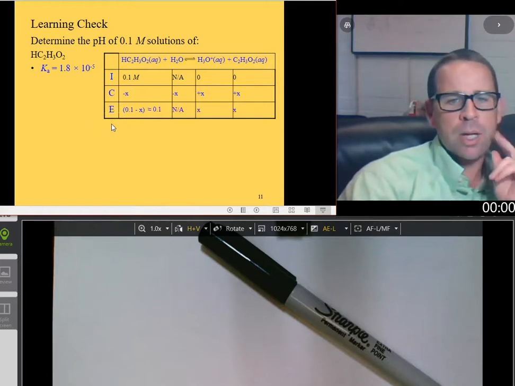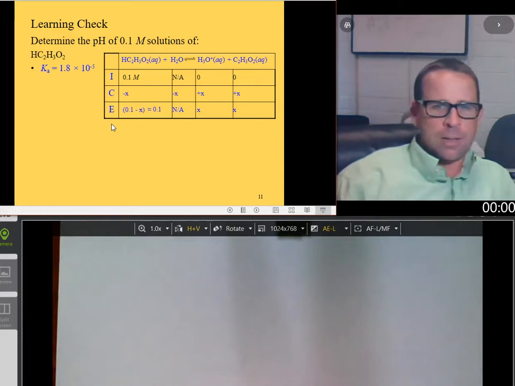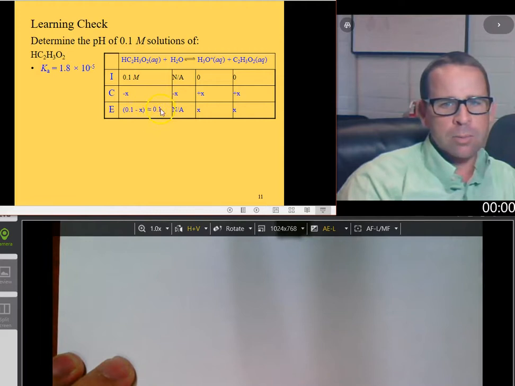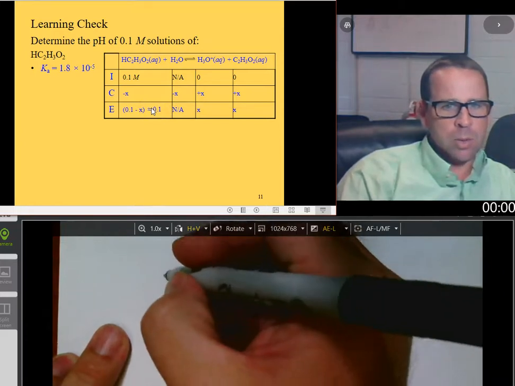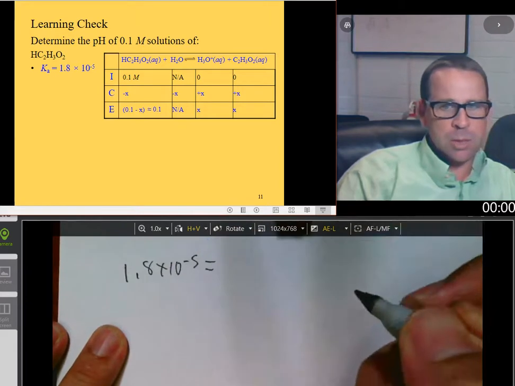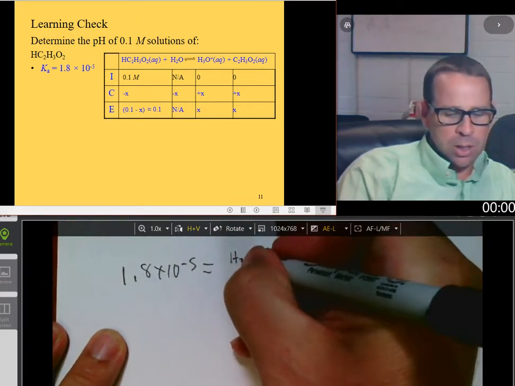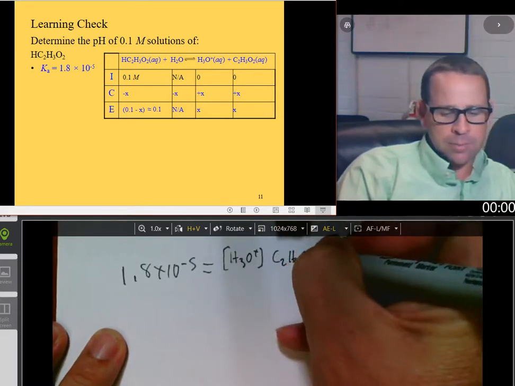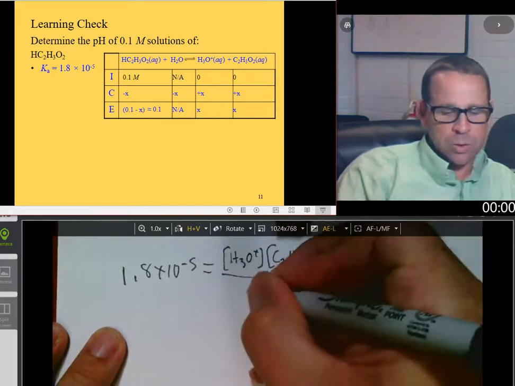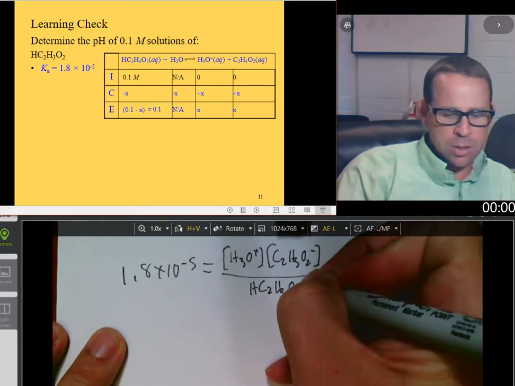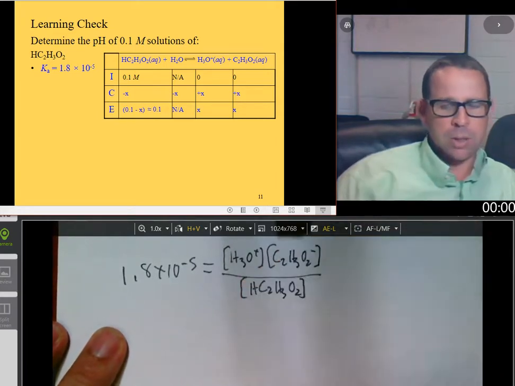All right, so then we can take our equilibrium concentrations. So disregard this 0.1 for now. We'll remind ourselves of that in a bit. But let's just write our equilibrium constant, 1.8 times 10 to the minus 5. That's supposed to be equal to the concentration of the H3O plus ion times the concentration of the acetate ion over the concentration of the acid associated together. Not dissociated, but associated together.